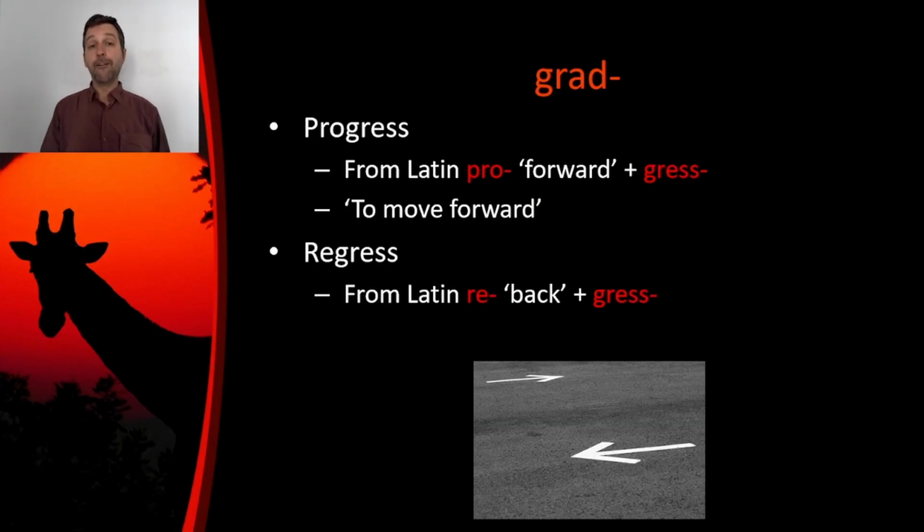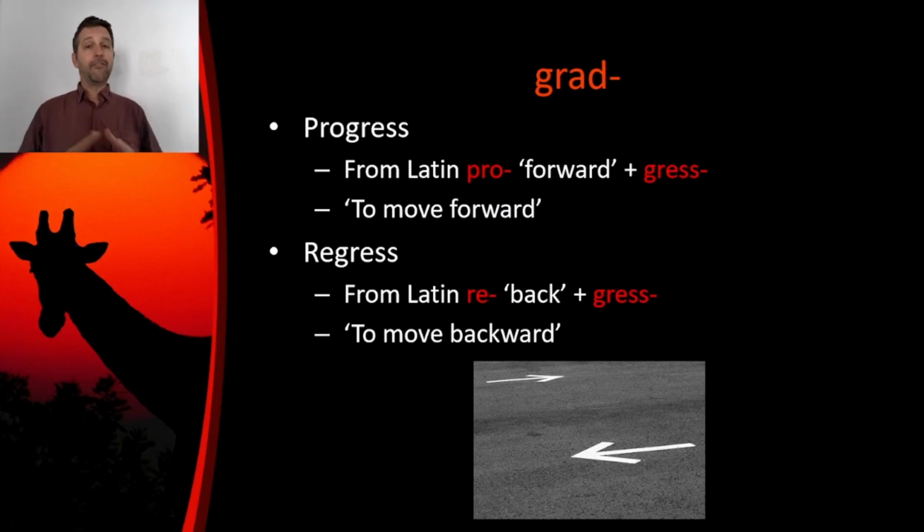What's the opposite of progression? It's regression, of course. So to regress is the opposite of to progress. And this, of course, comes from another Latin form. You put another preverb onto the Latin form gress, and that is the Latin form re, which means back. And so to regress literally just means to move backwards, to step backwards, to go backwards. That's literally what this means.